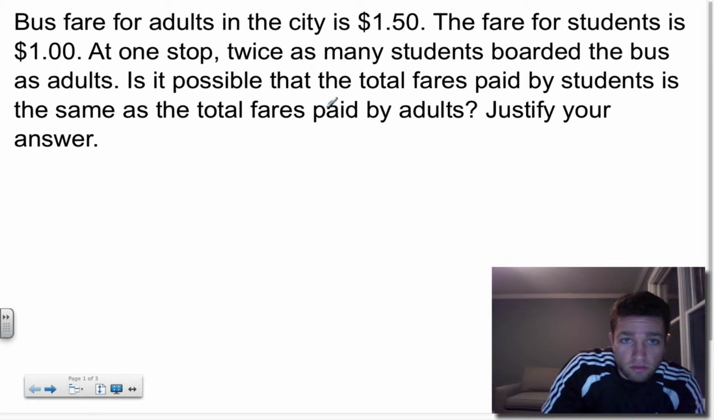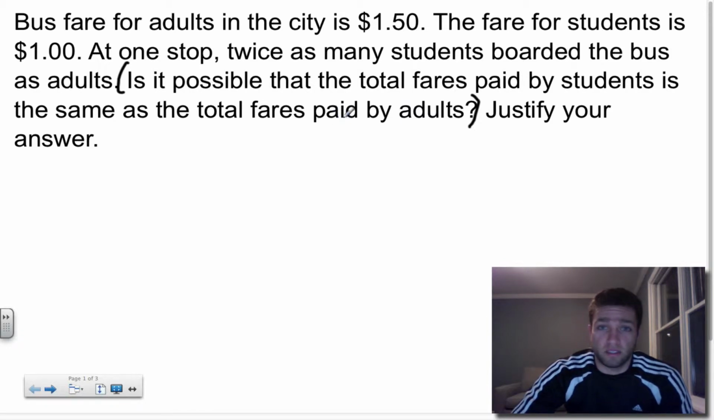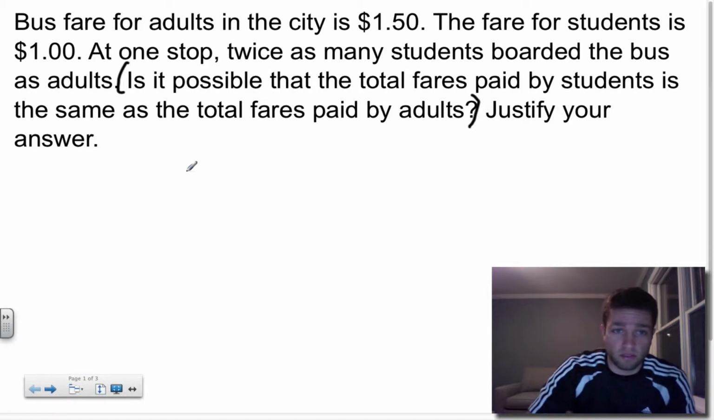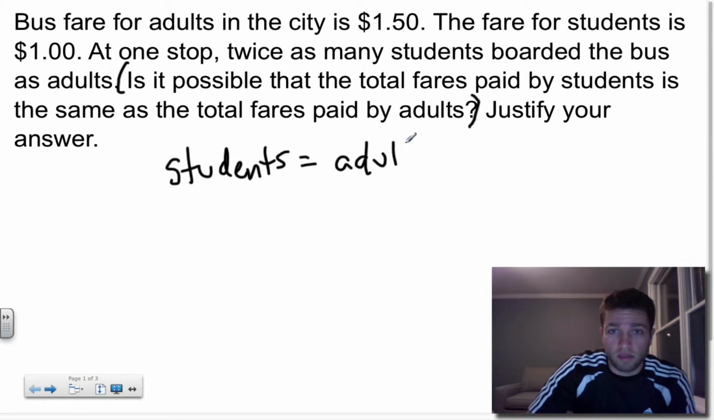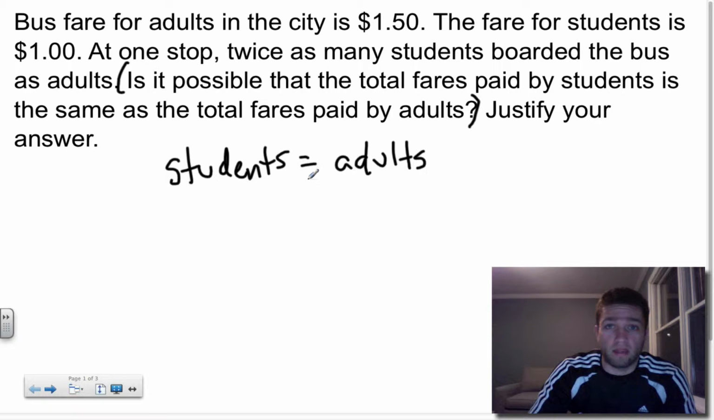So, just starting off, I'm looking at the second to last sentence, because this is what tells me the very basic part of my equation. Is it possible that fares paid by students is the same as paid by adults? So I know I want to have students equal to adults. And I encourage you to write out the very, very basics and then turn it into an equation with math, because you need to understand what equals what.